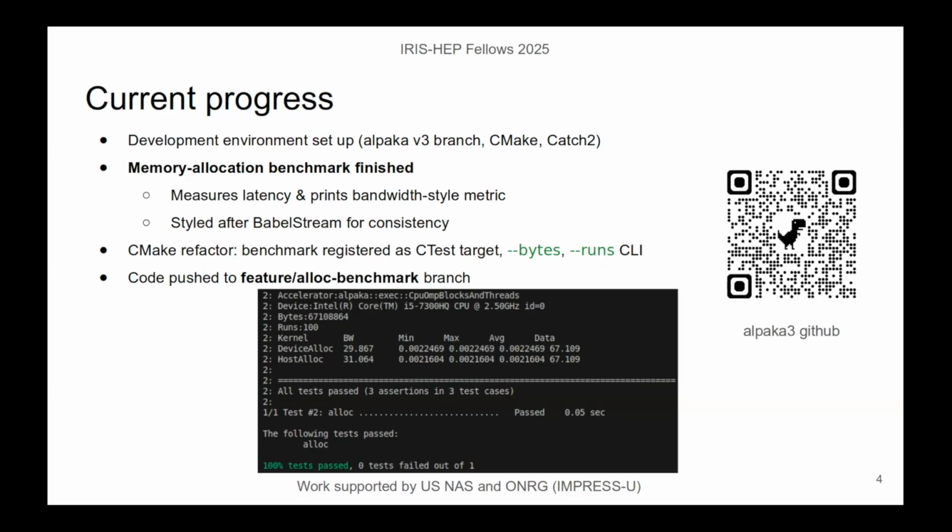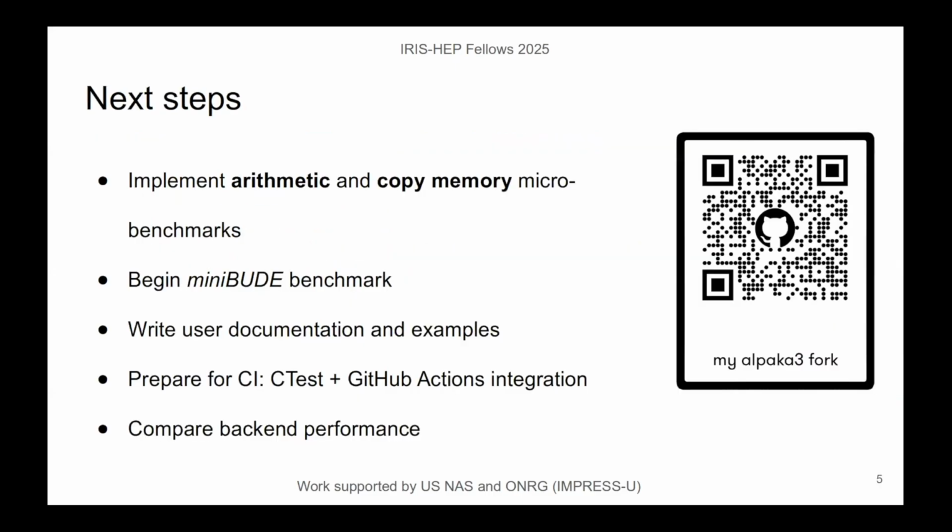specific branch. The QR code takes you to the main Alpaka-free repository if you're interested in it, where the benchmark may soon appear. And here is my fork project QR, where the benchmark code is already available. What's next? My memory allocation benchmark is currently undergoing code review.